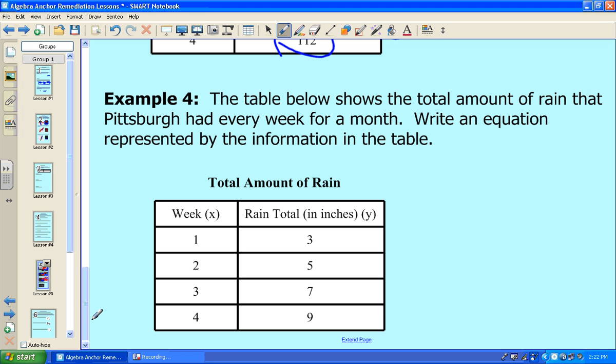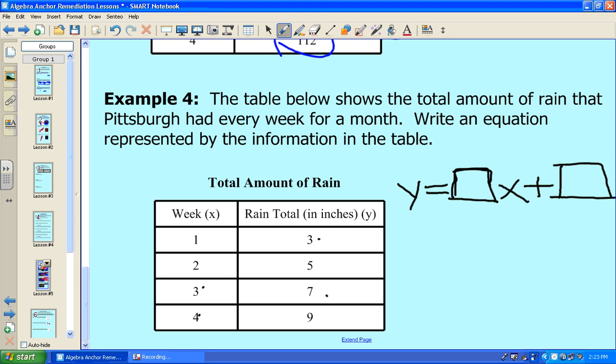Okay, example 4. The table shown below gives the total amount of rain that Pittsburgh had every week for a month. Write an equation represented by the information in the table. Week 1, there were 3 inches of rain. Week 2, there were 5 inches. Week 3, there were 7 inches. Week 4, there were 9 inches. Okay, so once again, start off with your y equals some number times x plus some number.